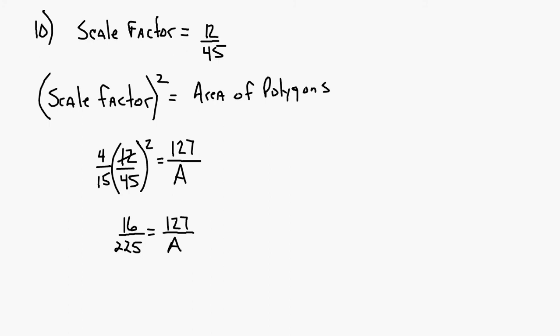So when you crisscross multiply, you're going to get 16a equals 225 times 127, 28,575. Divide each side by 16. These cancel. The area of the larger shape is 1785.94.